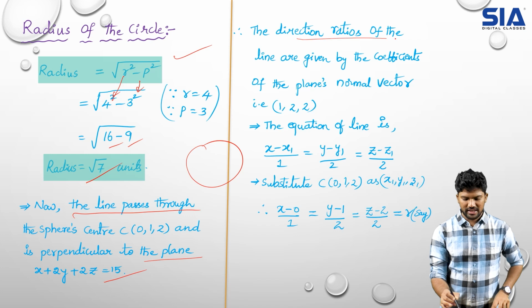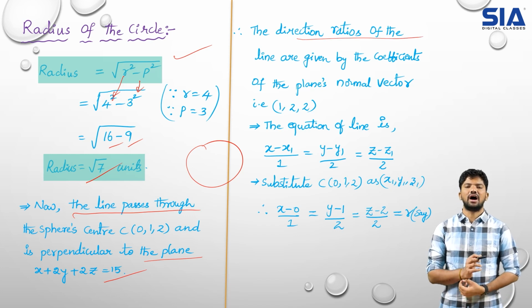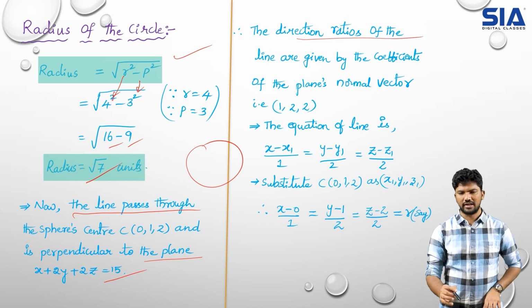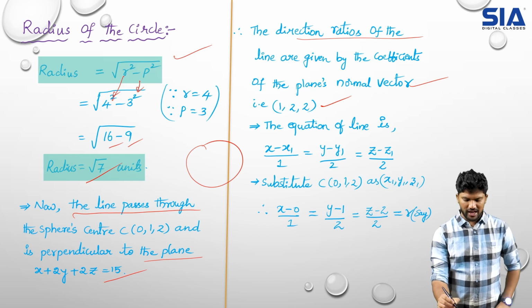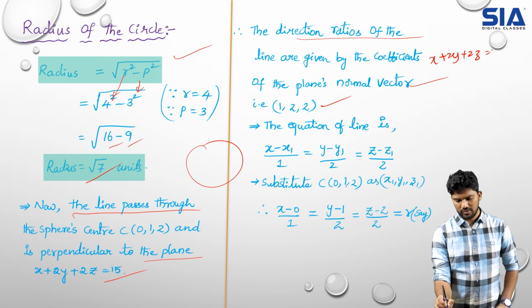Okay, so therefore the direction ratios of the line are given by the coefficients of the plane normal. Vector 1, 2, 2. So 1, 2, 2, what are these values? Given from the plane only. What is the given plane equation? x plus 2y plus 2z is equal to 15.